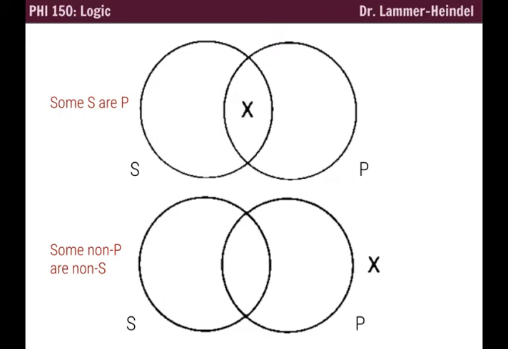The important point is that this diagram is not the same as the diagram for the standard I-form proposition, and so we can conclude that they don't stand in an inferential relationship with one another. If I know the I-form, it doesn't necessarily follow that the contrapositive is true. And if I know that some non-P are non-S's, it does not necessarily follow that some S are P. So the contraposition in the case of an I-form proposition would be an invalid inference.